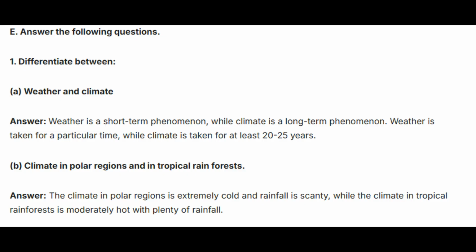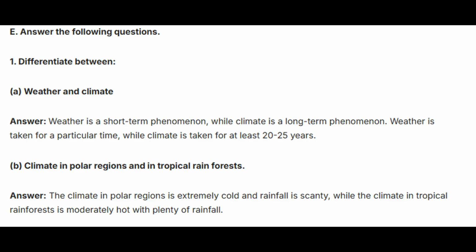E. Answer the following questions. First, differentiate between A. Weather and climate. Answer. Weather is a short-term phenomenon while climate is a long-term phenomenon. Weather is taken for a particular time while climate is taken for at least 20 to 25 years.